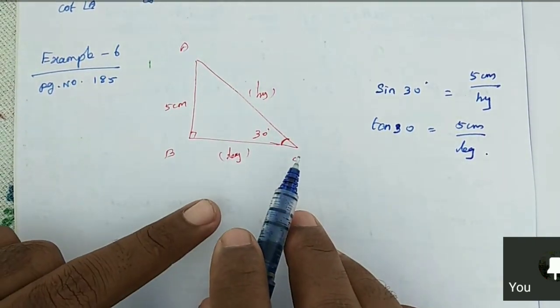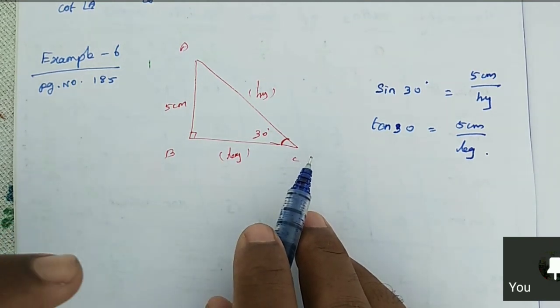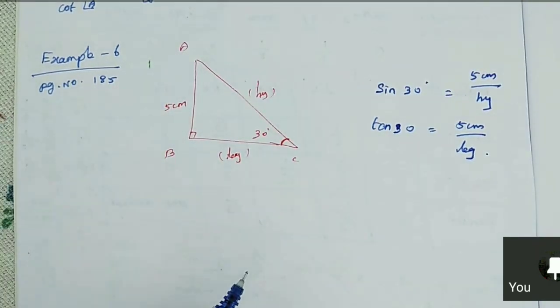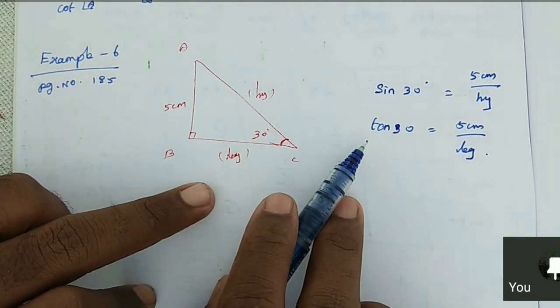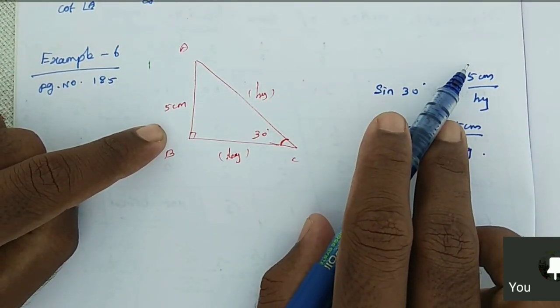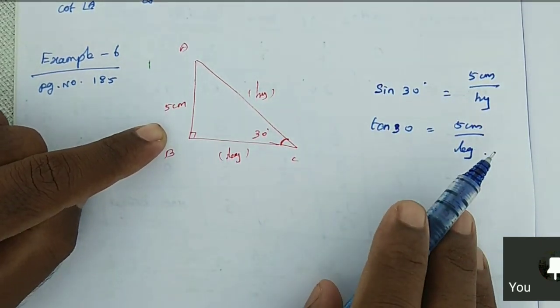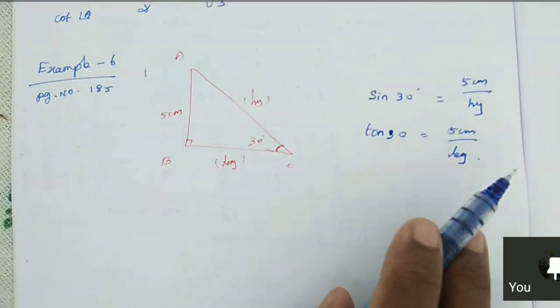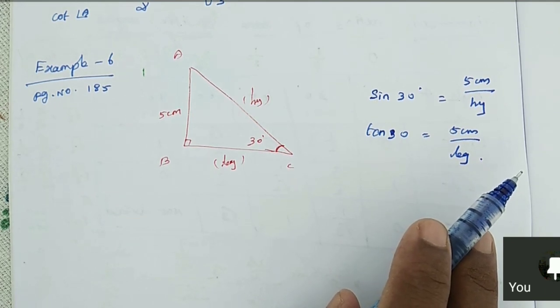Actually, we should take a ratio in which one of the sides is the given measure. We should take the ratio of sine theta or cos theta in which the given measure, one of the sides, is the numerator or the denominator. Any one should be a given measure. You should take that ratio.